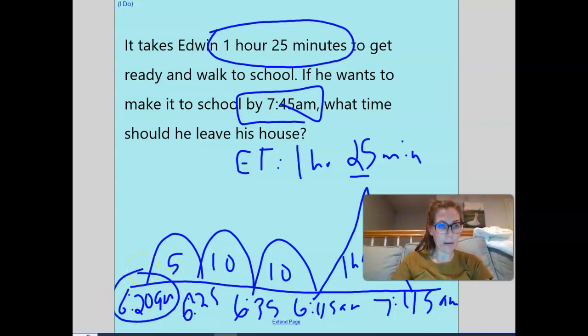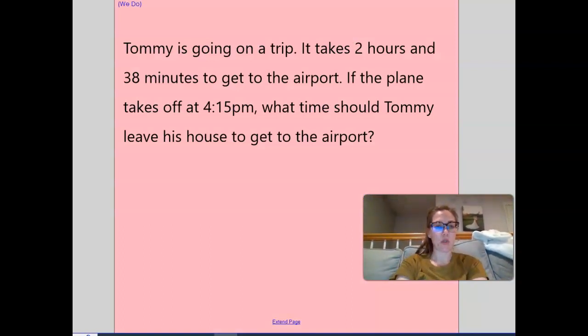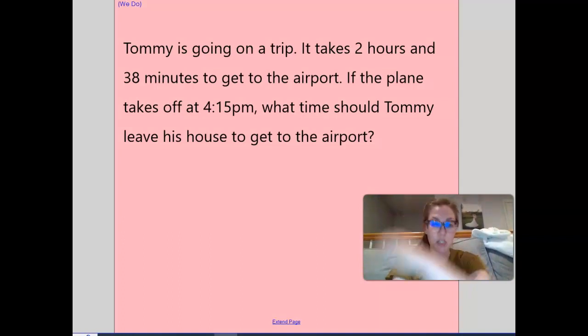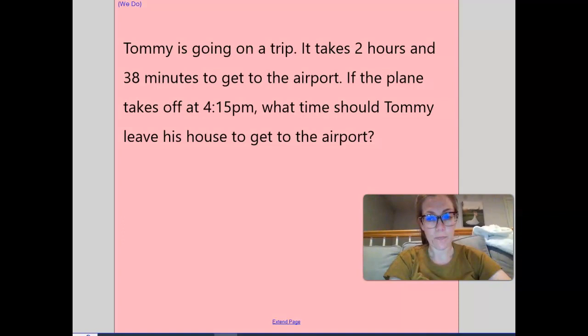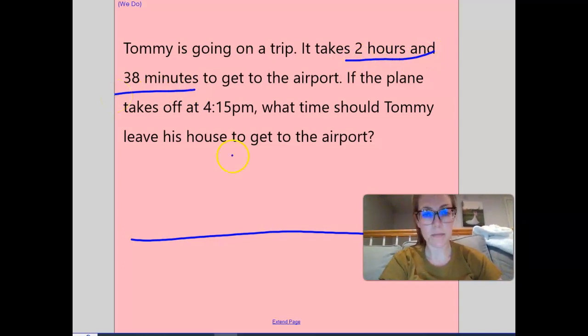Okay, let's try one together. Tommy is going on a trip. It takes 2 hours and 38 minutes to get to the airport. If the plane takes off at 4:15, what time should Tommy leave his house? So he has to get to the airport and go on a plane. He's got to leave his house to go to the airport. So here's our graphic organizer. I see hours and minutes. That goes where? Awesome, at the top.